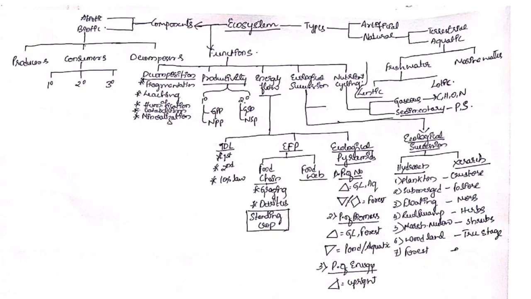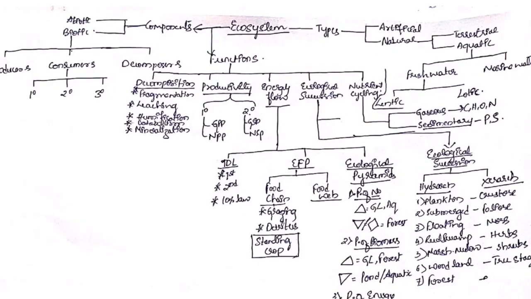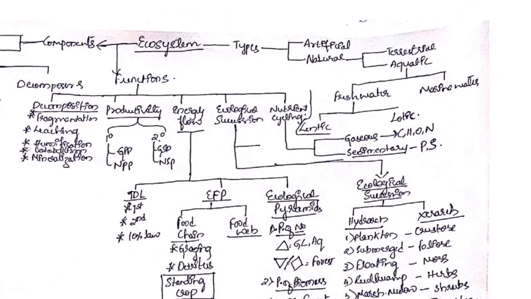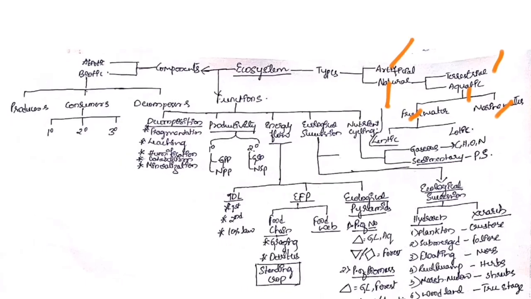Okay, now let's begin. Ecosystem: first we studied the types of ecosystem. It consists of two types: artificial and natural. Natural ecosystem is again subdivided into terrestrial and aquatic ecosystem. Aquatic ecosystem is again subdivided into two types: freshwater ecosystem and marine water ecosystem. Freshwater ecosystem is again subdivided into lentic and lotic ecosystem. This is about the types of ecosystem.